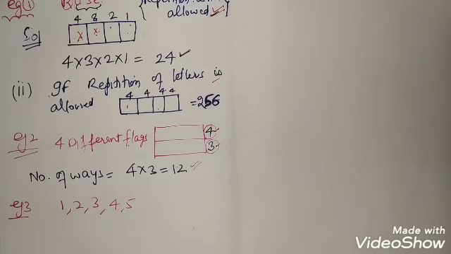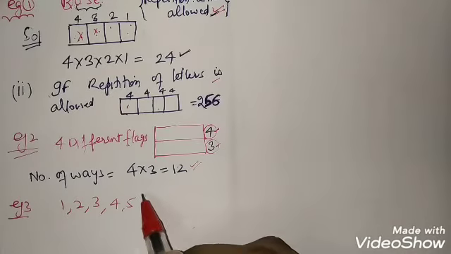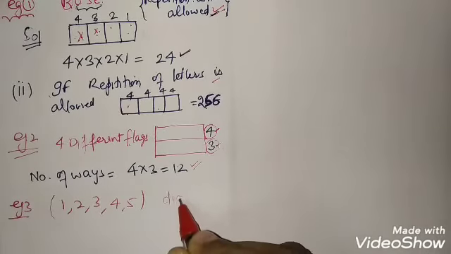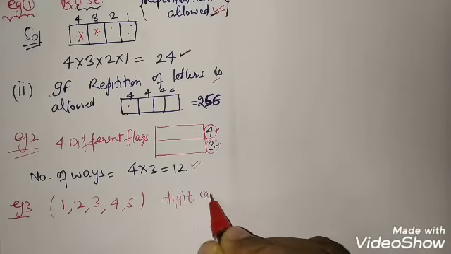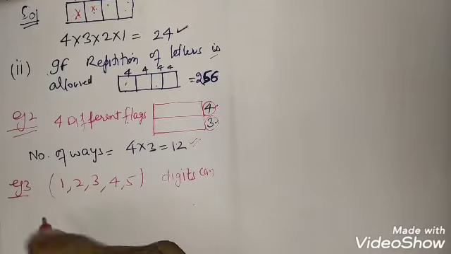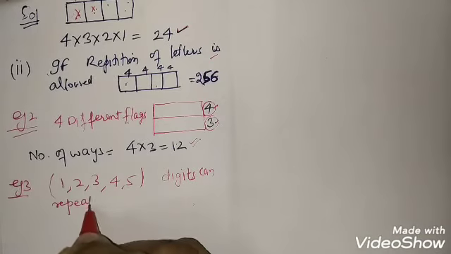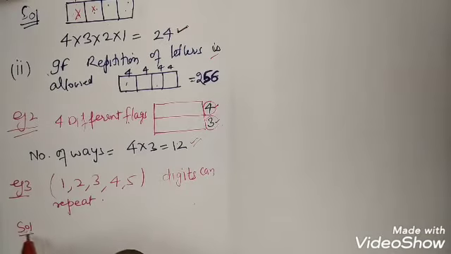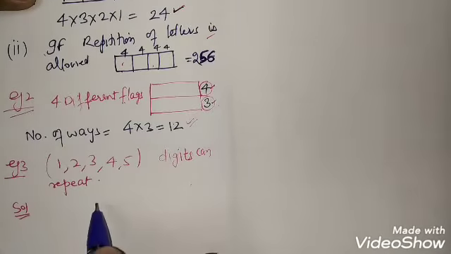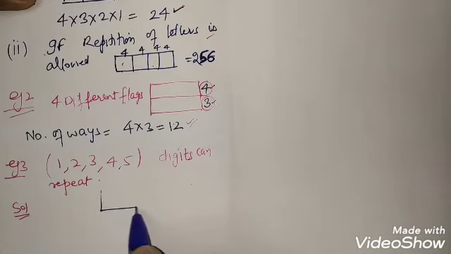Moving to example number 3 of your NCERT. How many 2-digit even numbers can be formed by using the digits 1, 2, 3, 4, 5 if the digits can be repeated? See, digits can repeat. We are given this, so we can repeat the digits. Solution of it: how can we do this? Very simple. We have to form a 2-digit even number.